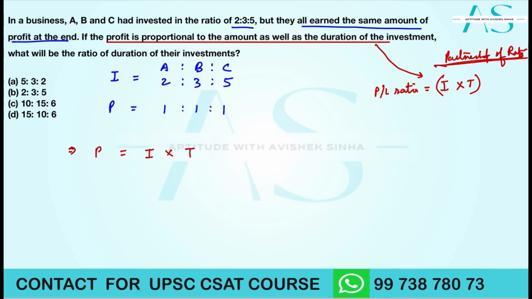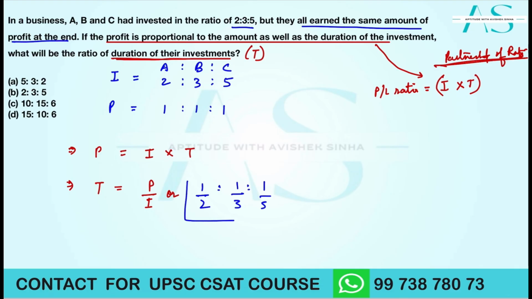What will be the ratio of duration of their investment? That means the time period ratio is needed. From here I can say the time period ratio is profit upon investment for all three. And what is the profit ratio? 1:1:1 upon the investment ratio 2, 3, and 5. This right here is the time or duration ratio for A, B, and C.